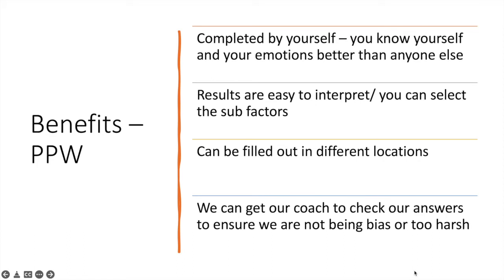Again, this is completed by you, and you know yourself and your own mental skills better than anyone else, so you're in the best position to rate your own performance. The results here are easy to interpret. All we have to do is count up how many boxes we've scored ourselves out of 10, and you can select the sub-factors that you would like to rate yourself on by changing what you write around the outside.